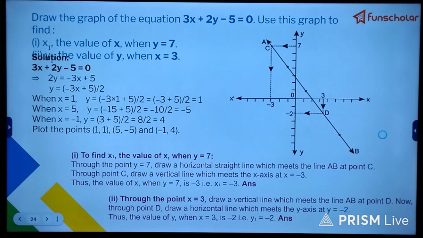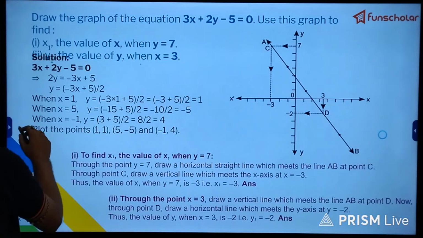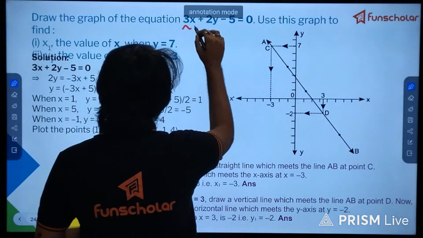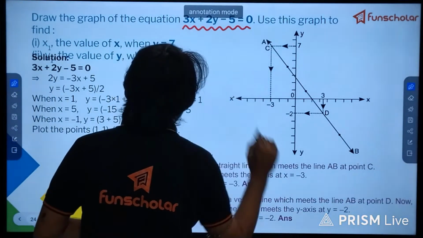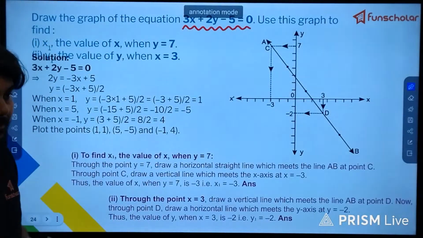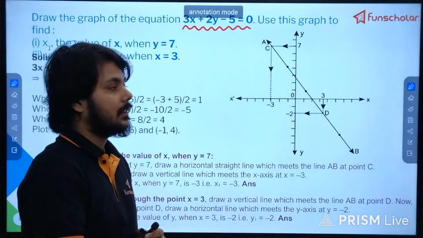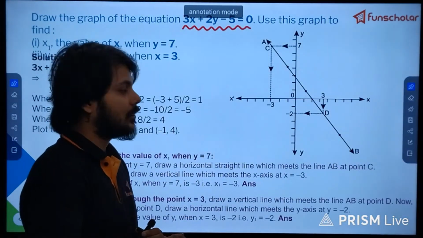Now draw the graph of the equation 3x plus 2y minus 5 equal to 0. I will obviously tell you how to solve this.